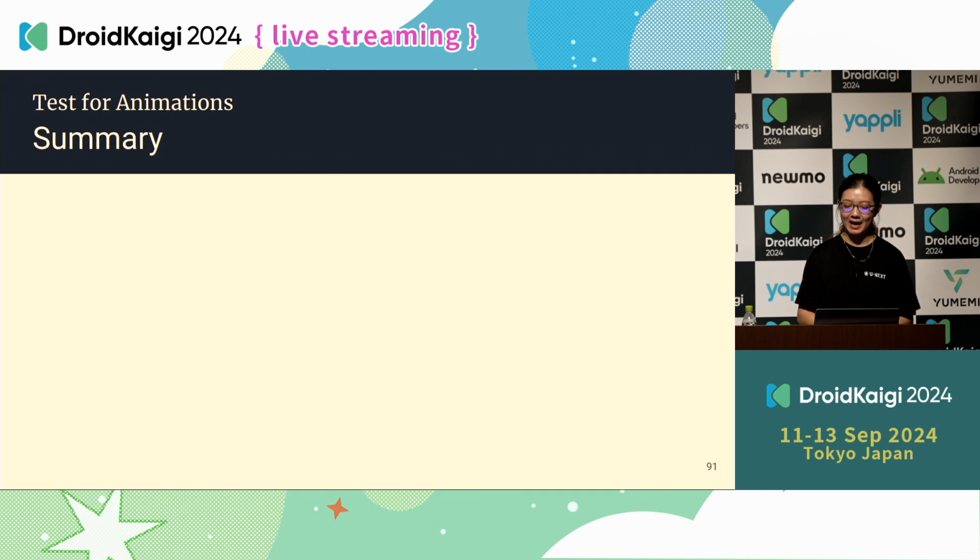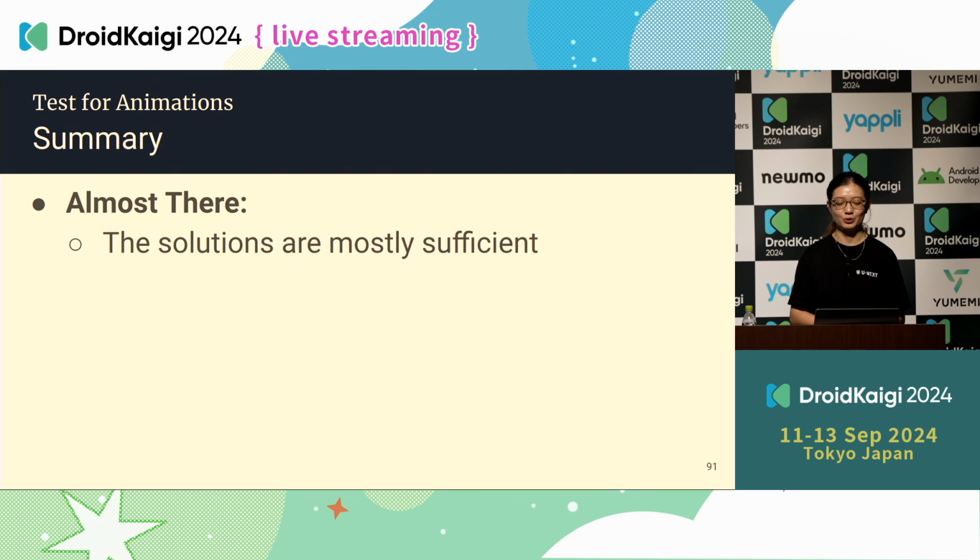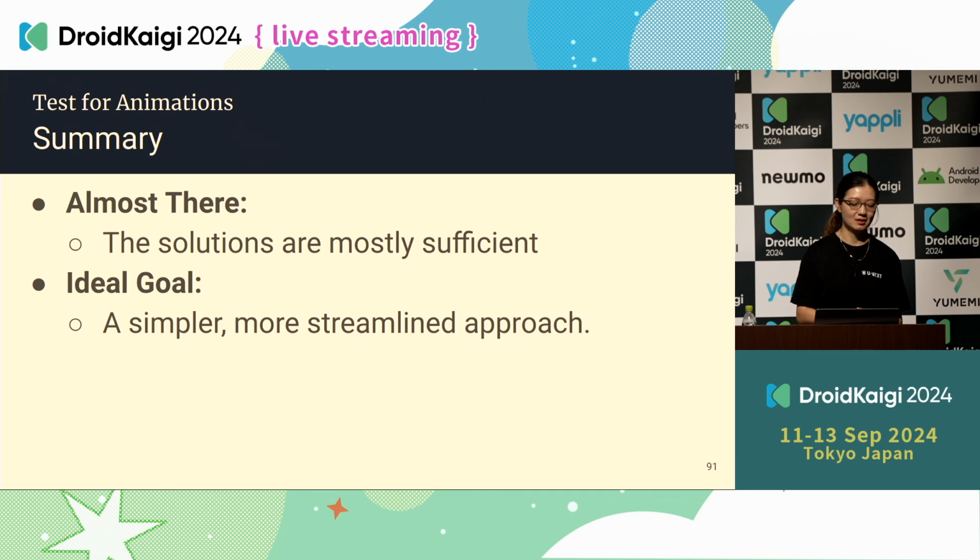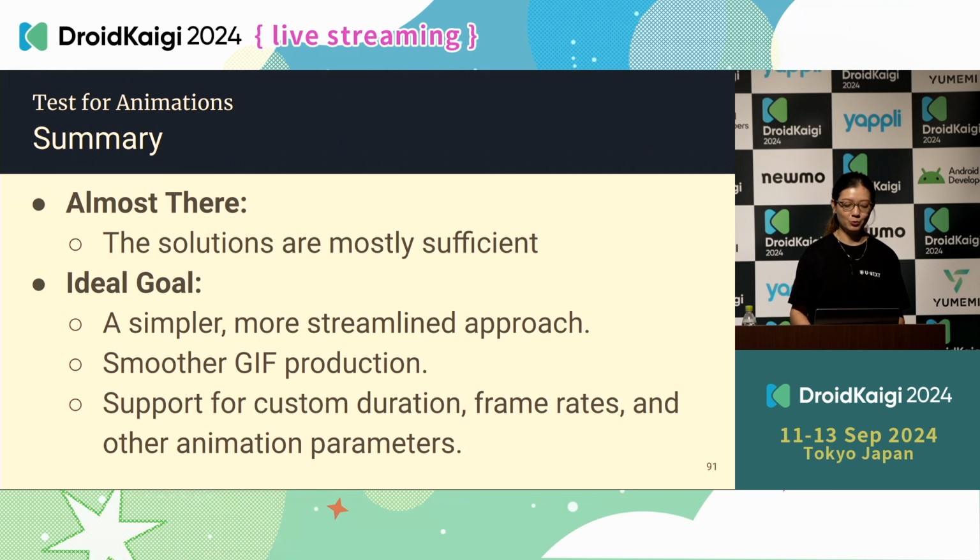Now let's summarize what we have discussed about testing animations. Actually, the current solutions are mostly sufficient for testing Android animations, but there's still room for improvement. Like, we want a simpler approach, we want the GIF smoother, and we want more customization.